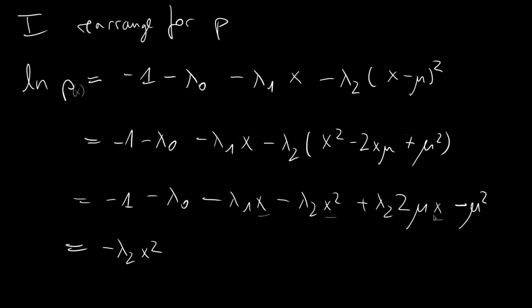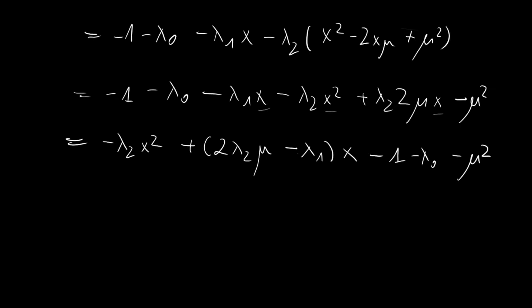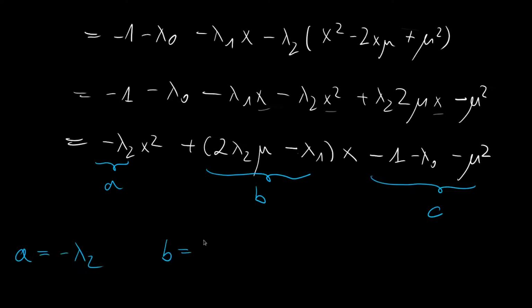And then let's collect everything that is in front of the x. Then we will be getting plus, opening brackets, 2 lambda 2 mu minus lambda 1, in brackets, times x. And then we are left with everything that does not depend on x, which is -1 minus lambda 0 minus mu squared. Okay, let's denote the coefficients that we have for our quadratic equation. This is an a, this is a b, and that is a c. So we have a is minus lambda 2, b is 2 lambda 2 mu minus lambda 1, and c is -1 minus lambda 0 minus mu squared.